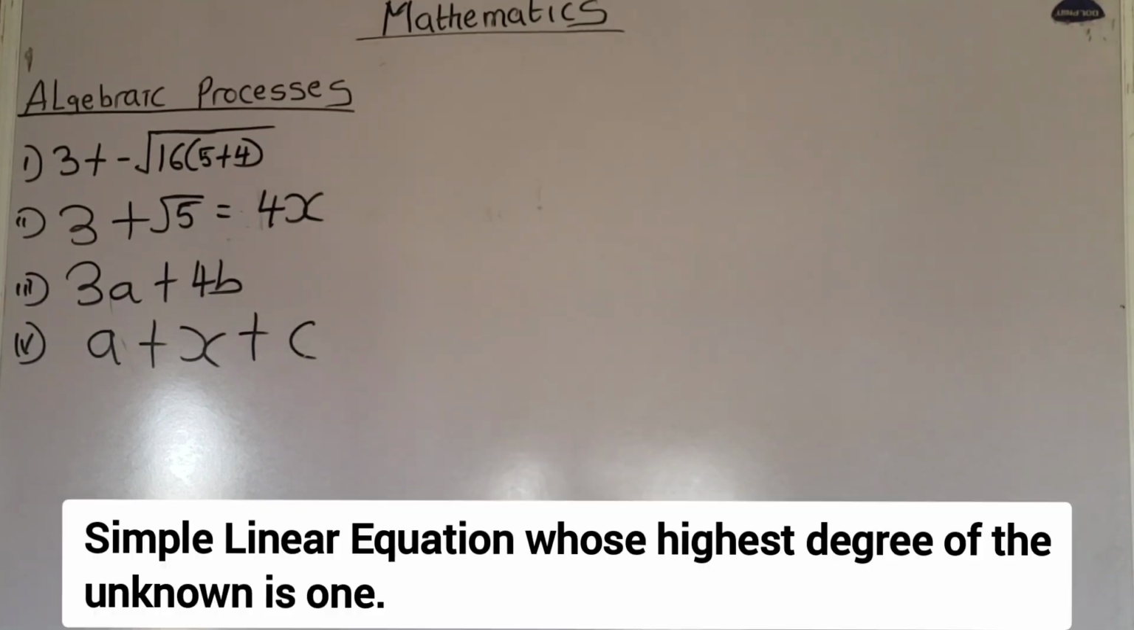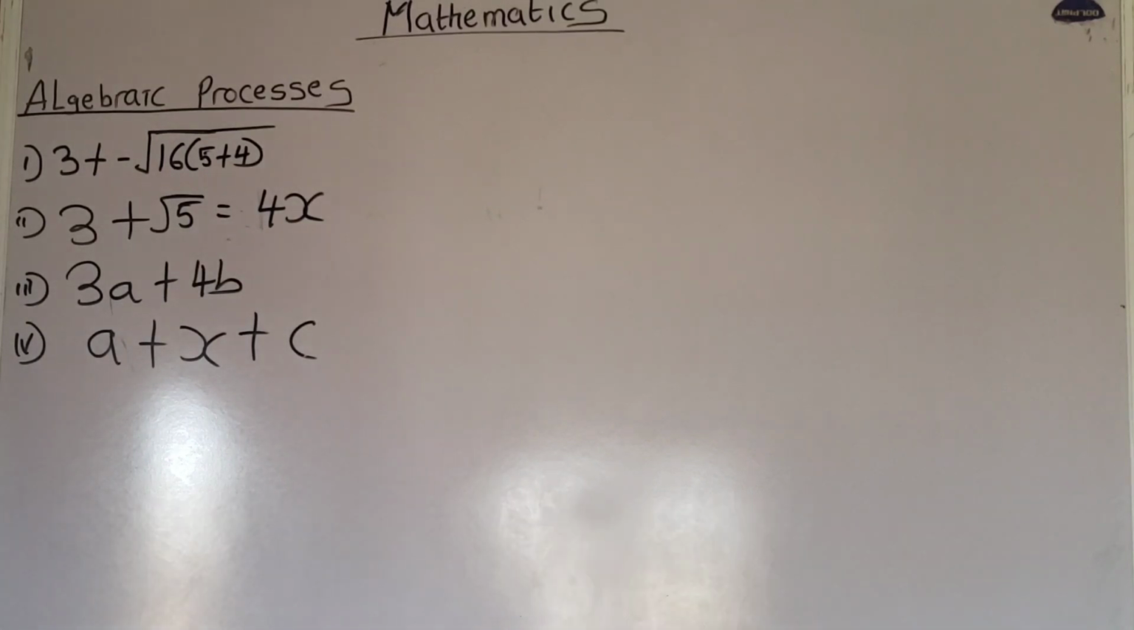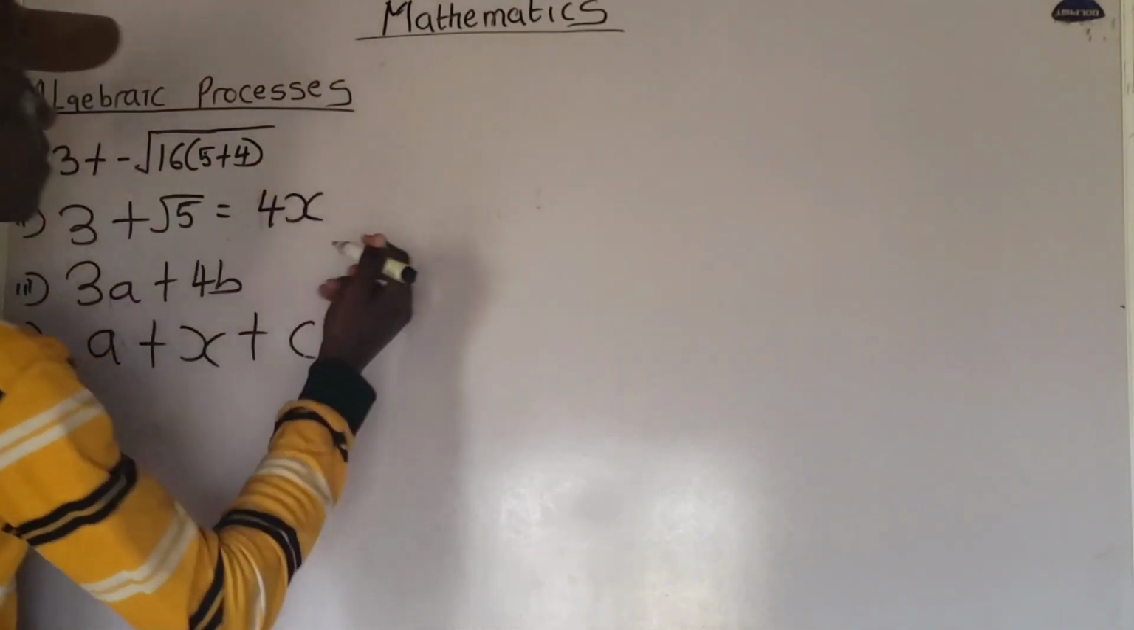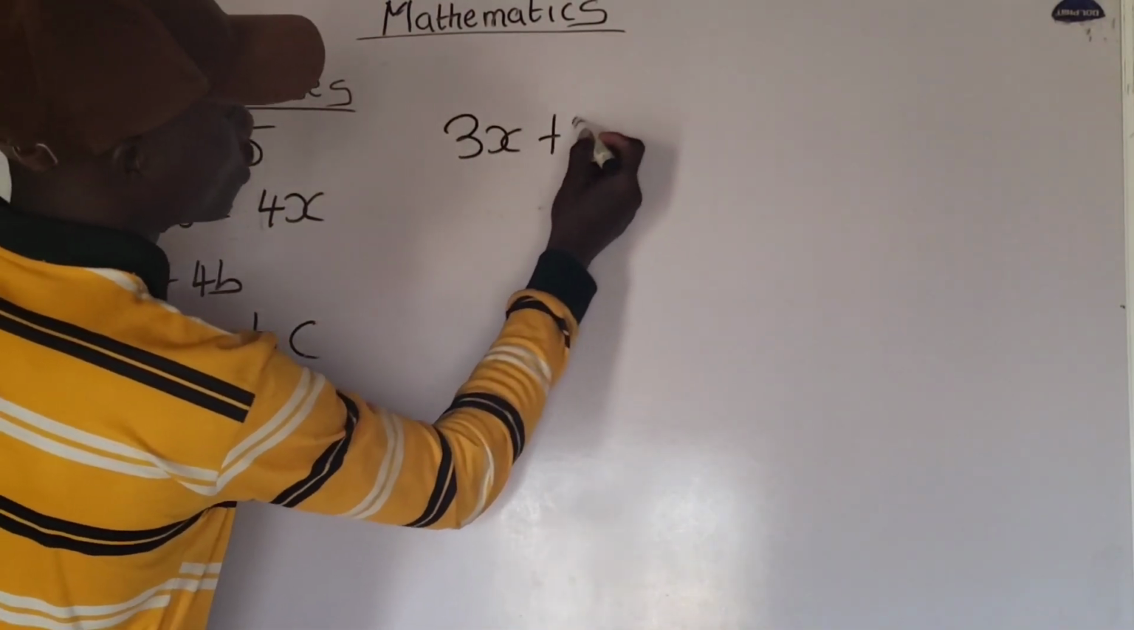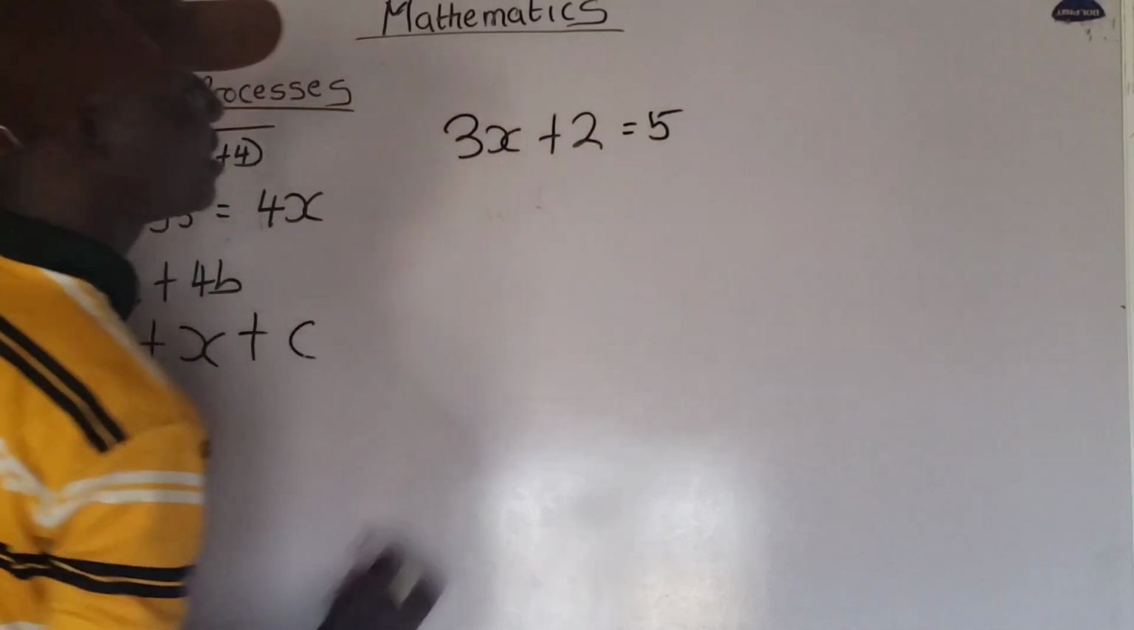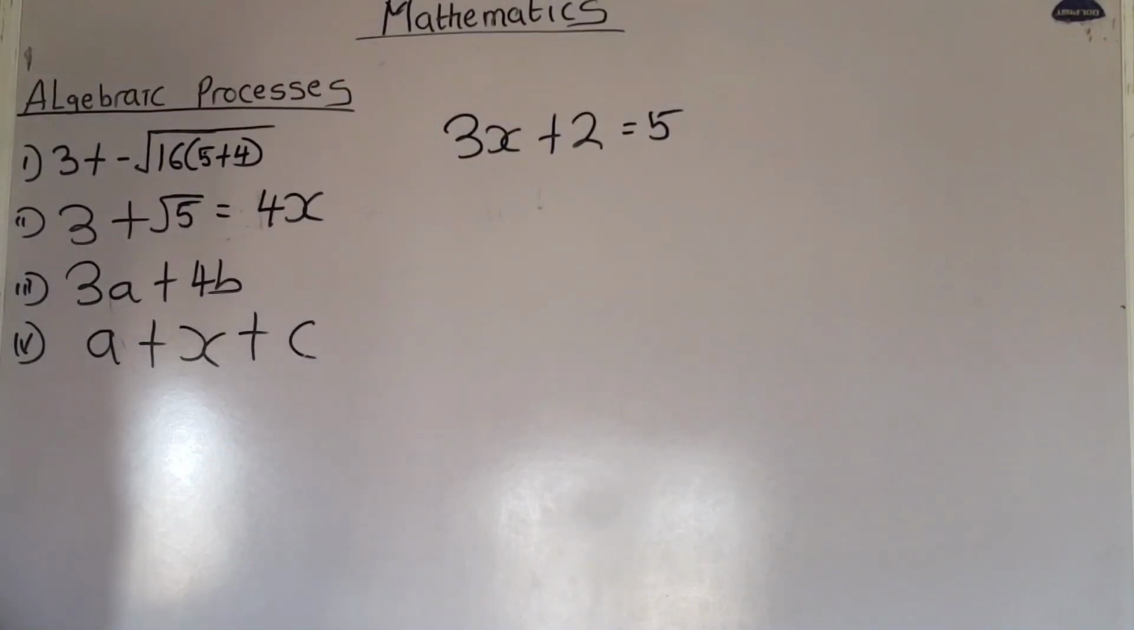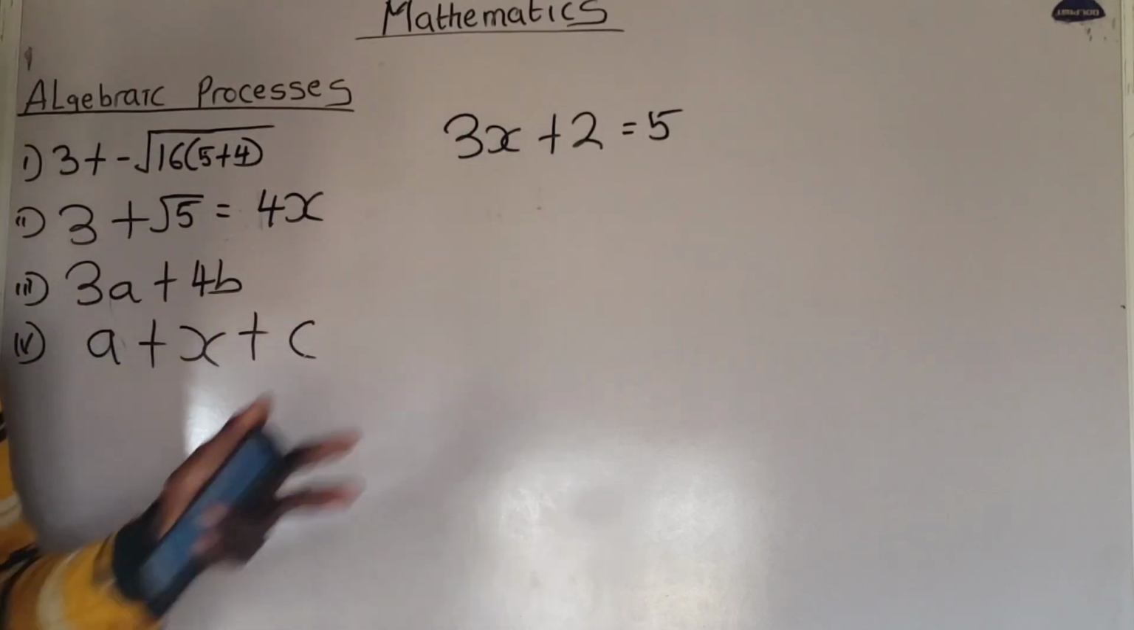In this case, we are going to be focusing on linear equations, that is, simple linear equations. Simple linear equations are expressions whose highest degree of the unknown is 1. Pay attention. Before we delve into any example, let me give you an example of a simple linear equation. For example, let's say we have 3x plus 2 equals 5. This is a simple linear equation because the highest degree of the unknown is 1.